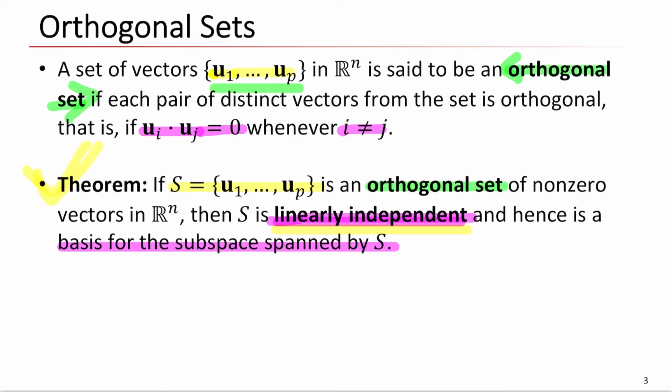So here was the theorem. If the set S is an orthogonal set of non-zero vectors in R^n space, then this set is linearly independent. Hence, it is a basis for the subspace spanned by S. So what was the definition of linear independence, right?